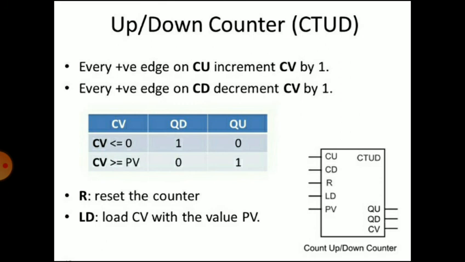The next type of counter is the up or down counter, that is CTUD. Every positive edge on CU increments CV by 1 and on CD decrements CV by 1. R means reset the counter. LD means load CV with value PV. The different elements are shown on the right hand side for the up and down counter.